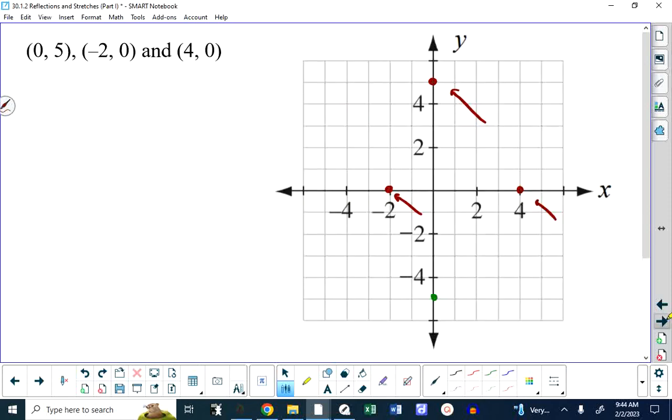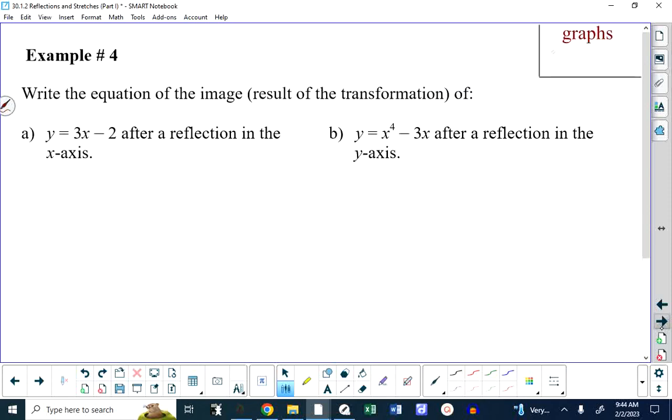All right, a couple more quick questions. Example 4, what's the equation of the resulting transformation if I reflect this function across the x-axis? First of all, you can use the terminology reflected in the x-axis, across the x-axis, about the x-axis, with respect to the x-axis. It doesn't matter. You should understand it's vertical. It's a vertical reflection.